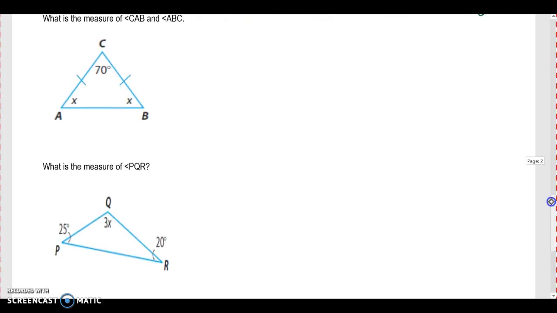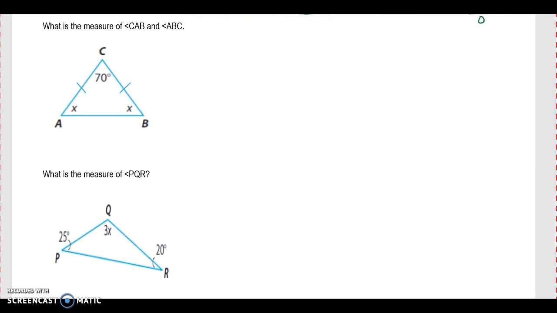The next one here, we have a triangle, and it says, what is the measure of angle CAB and ABC? These two angles right here are both x, and they are congruent. We know that because of these lines here. It means that these two sides are congruent, which means the triangle is an isosceles triangle. So since it's an isosceles triangle, these two angles are congruent.